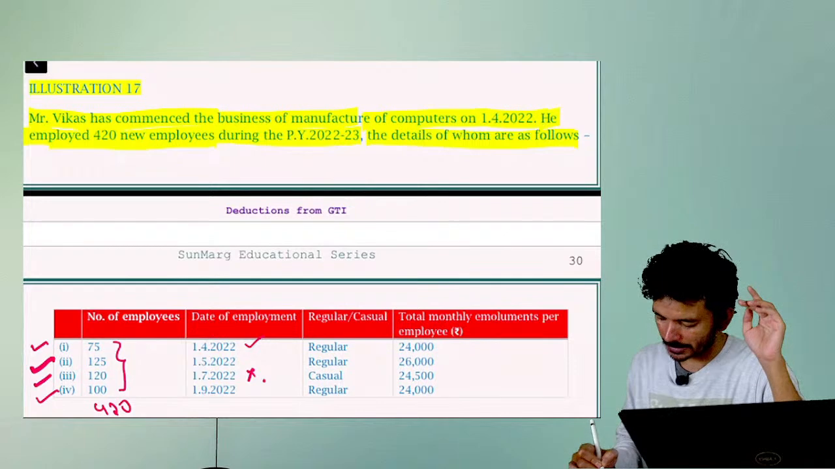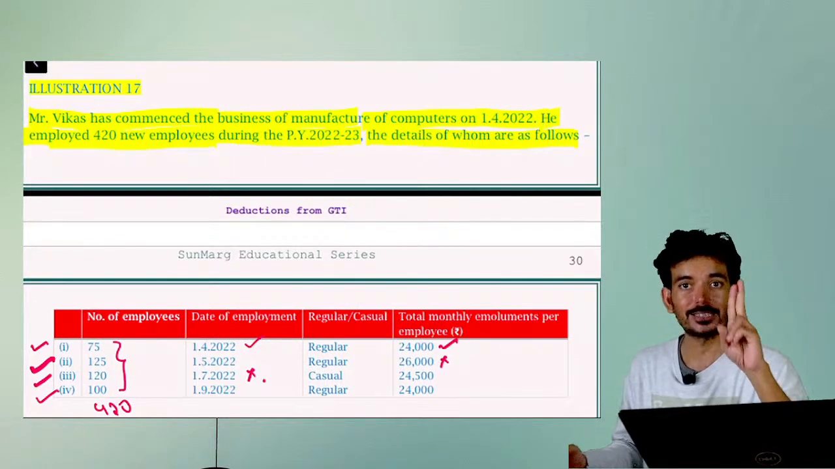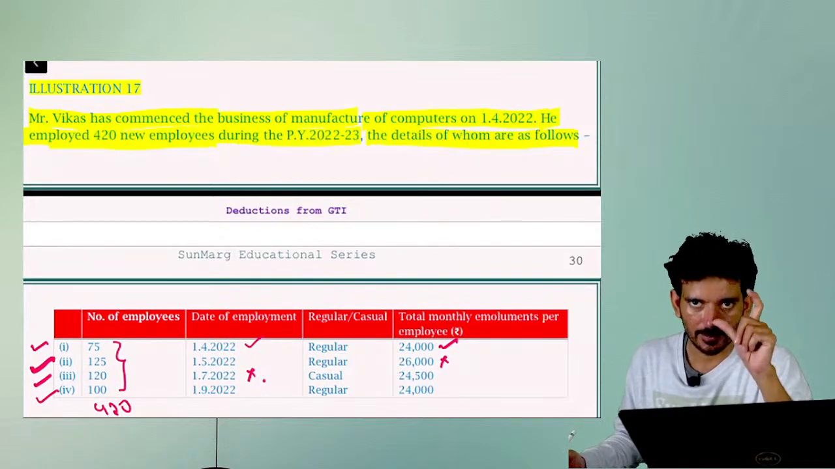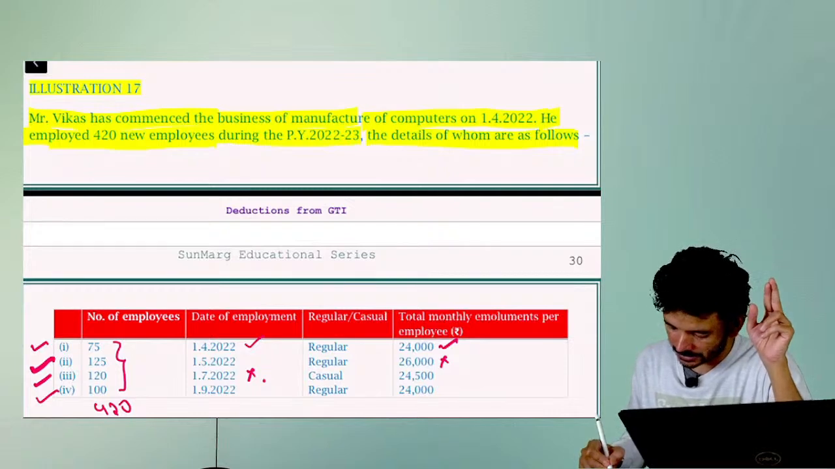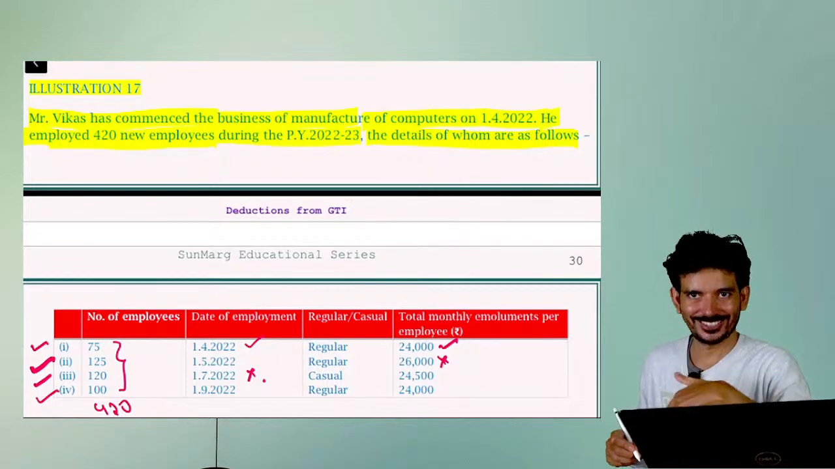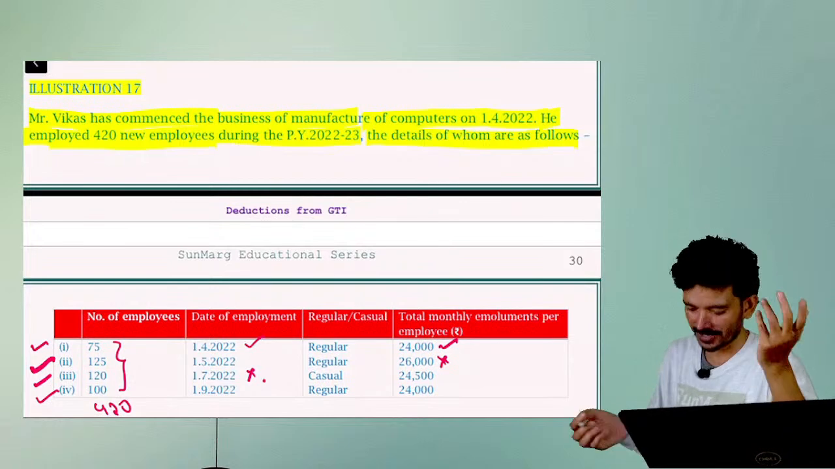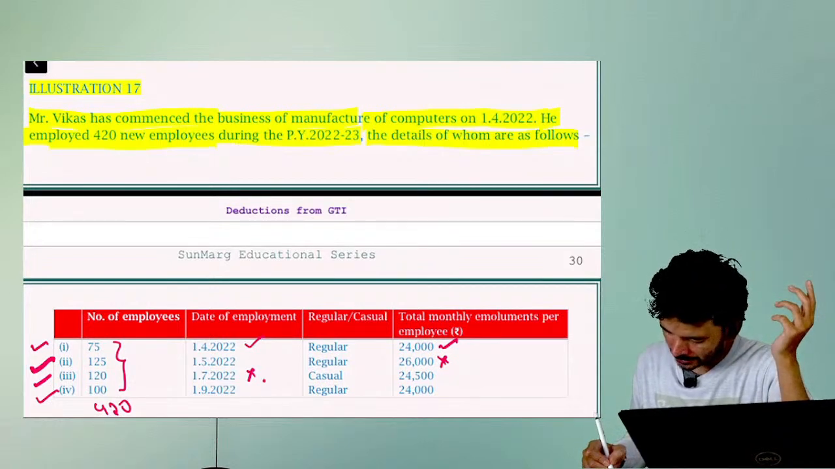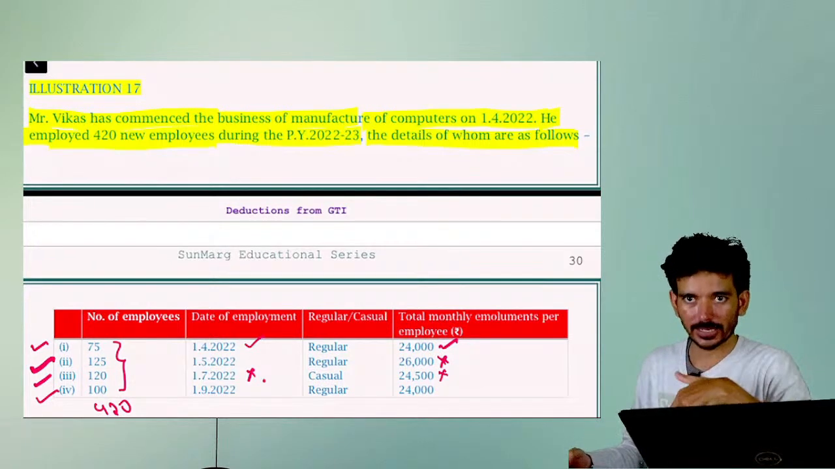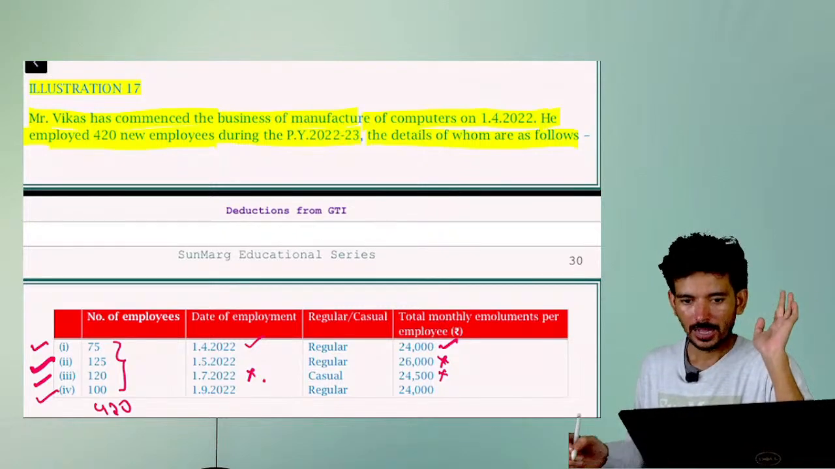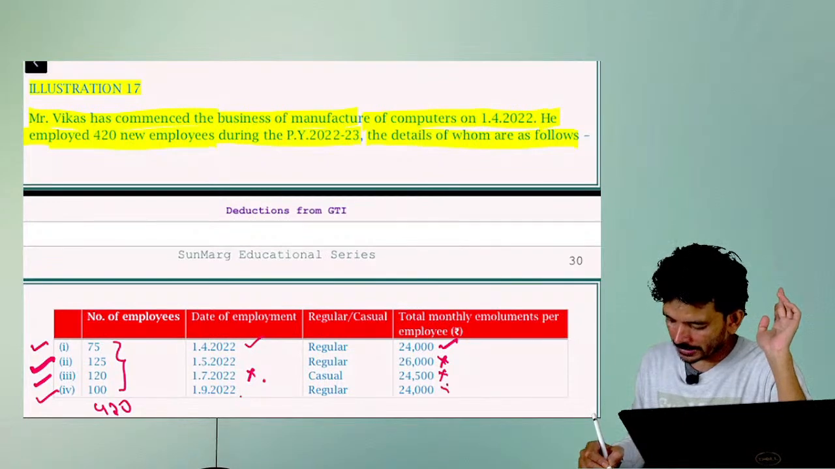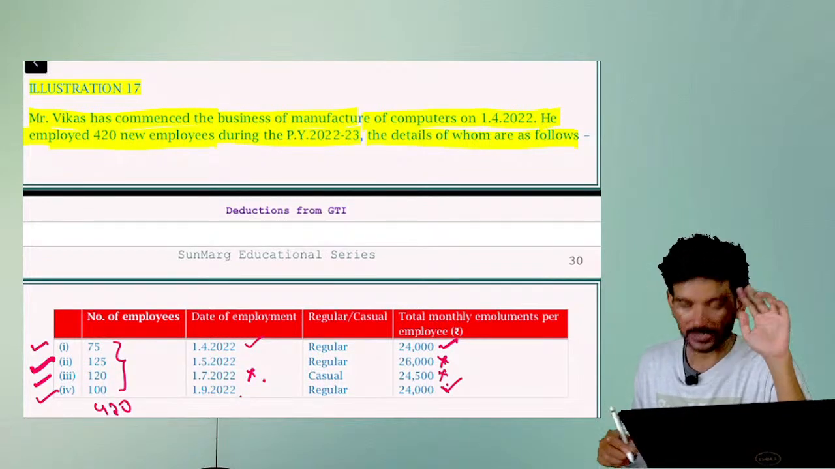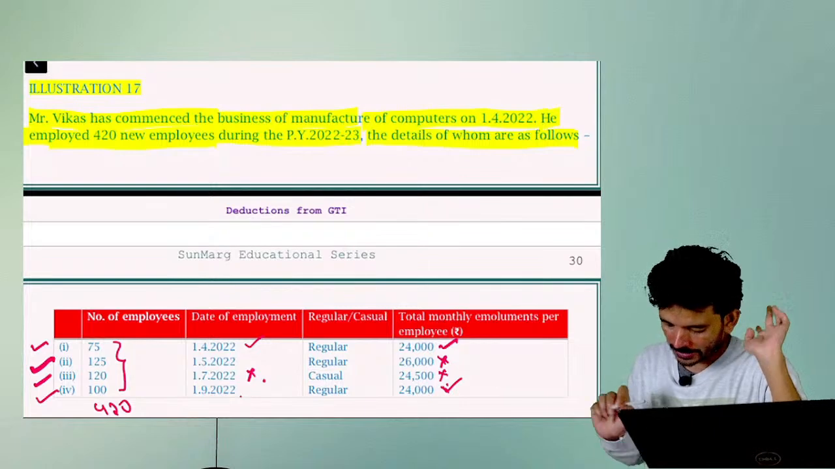monthly emoluments as per the employees: 24,000, they are eligible. 26,000, they are not eligible. As I said, the salary should not be more than 25,000. So this guy is not eligible. You calculate the number of days. The emoluments are correct, but the number of days I don't know; you have to check it out. Okay, so this is the status.